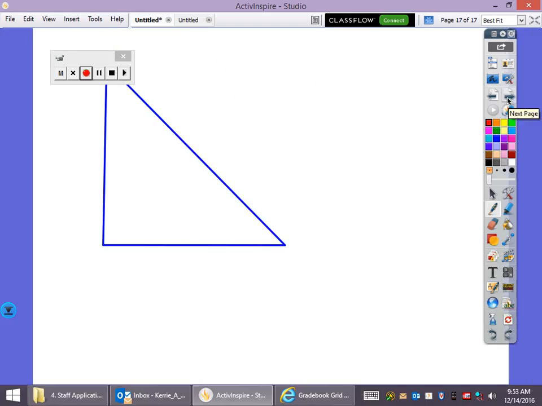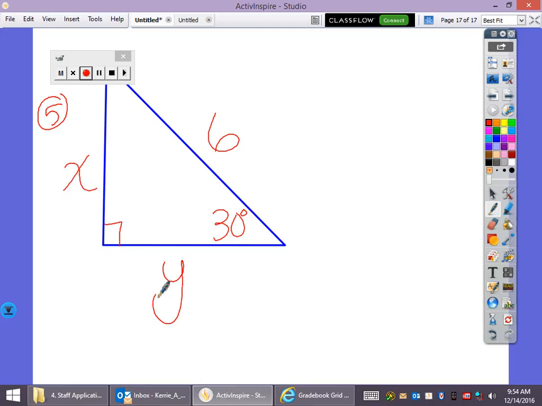So let's look at an example. Number 5. Skip to number 5, please. Okay. This time I have 2 missing pieces. All right. So, write me an equation that would help me find x. Sine of 30 equals x over 6. 6 times the sine of 30 degrees equals x.